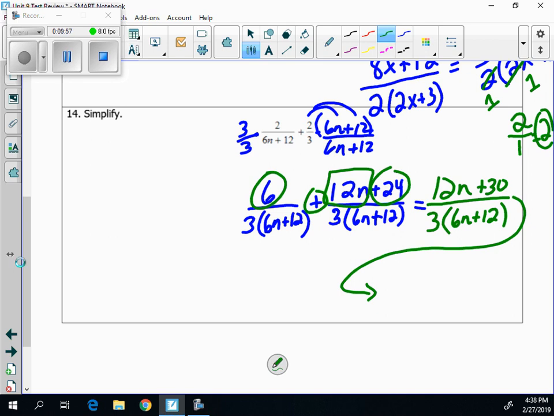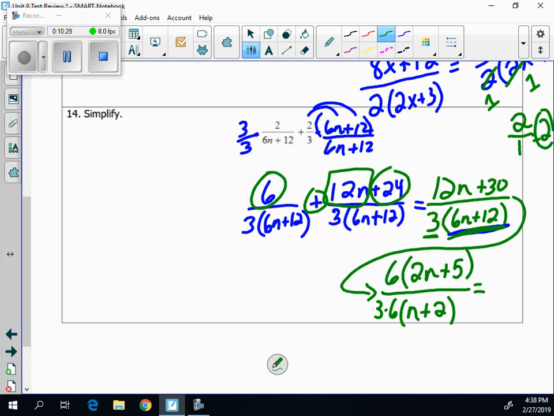Greatest common factor is 6, so we're left with 2n plus 5 over, and actually in the denominator here, we can take out a greatest common factor as well. It's the greatest common factor of 6. We already have a 3 there, so this is 3 times 6, and that's n plus 2, when we factor out a 6 out of that denominator. We can rewrite it as 6 over 18, but we can also just see right now we can simplify those 6's. We're left with 2n plus 5 over 3 times n plus 2.